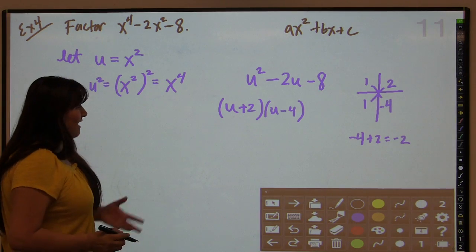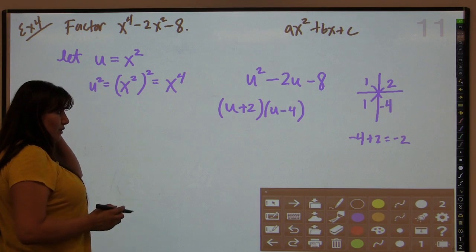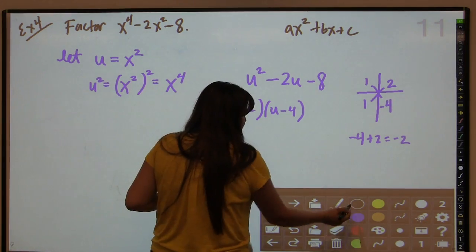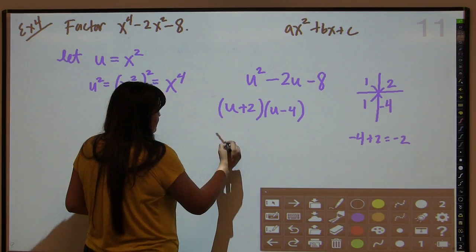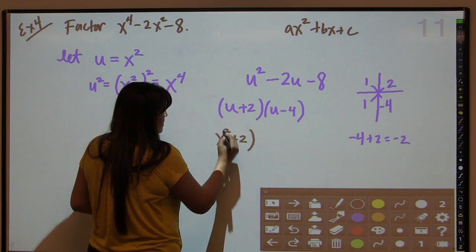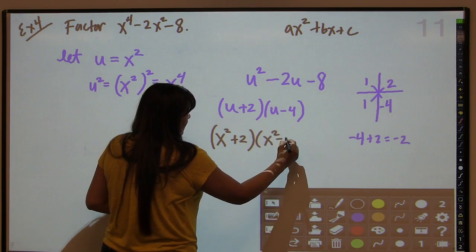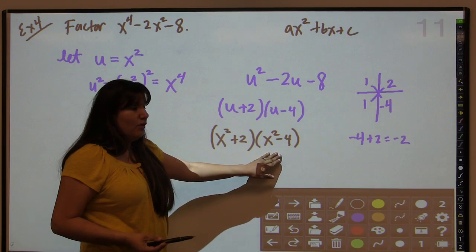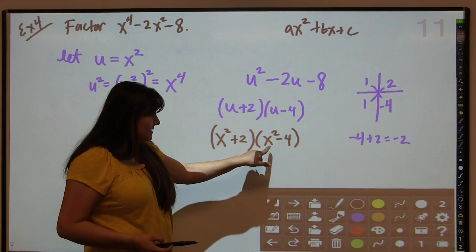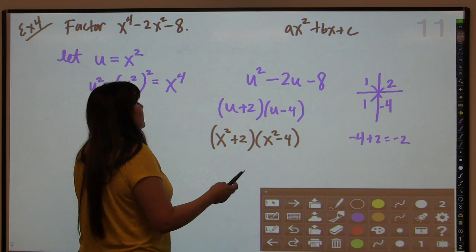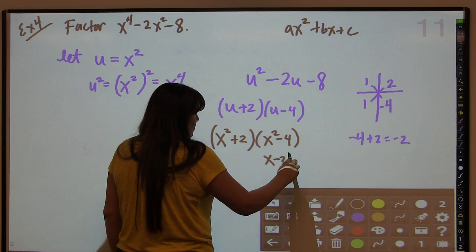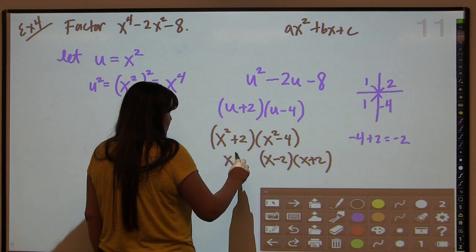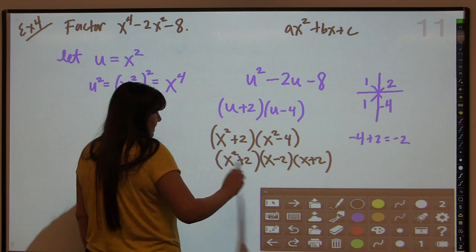And now at the very end, after you've done that part of the factorization, you need to remember to replace the u with the original substitution. We said that u was x squared, so really what we're saying here is this is x squared plus 2, and then x squared minus 4. Okay, and you should recognize the x squared minus 4 as a difference of 2 squares because it's x squared minus 2 squared. So technically, this should then become x minus 2, x plus 2, and then of course you have your x squared plus 2 over here. So now this is completely factored.